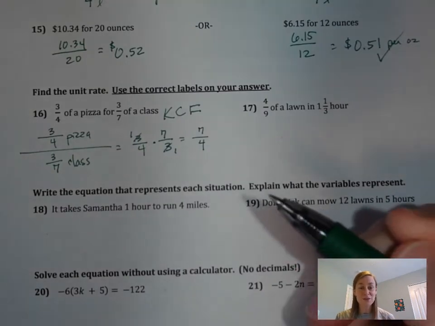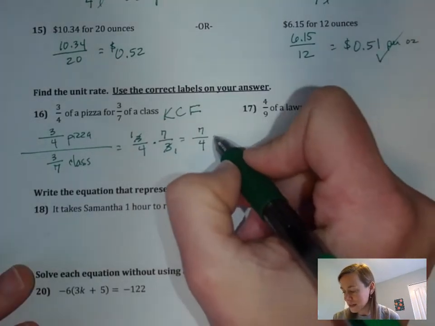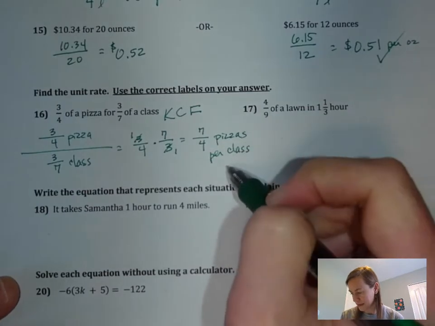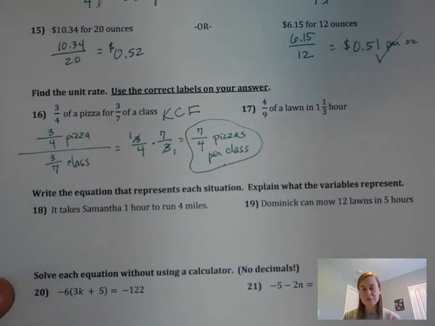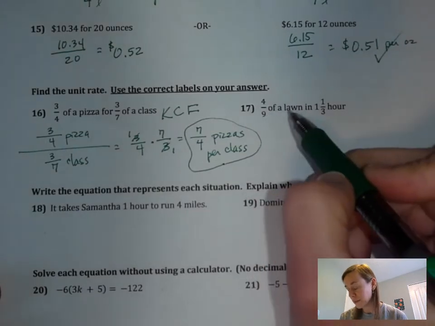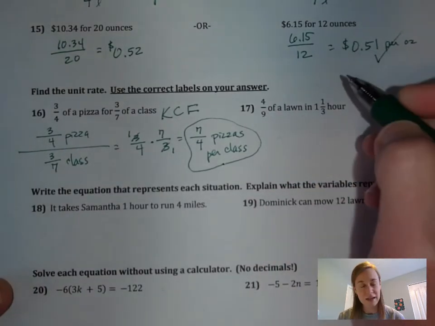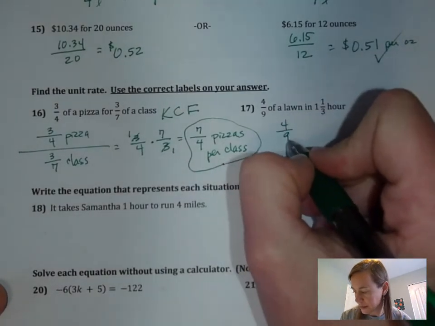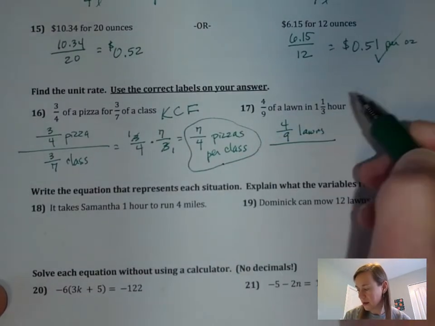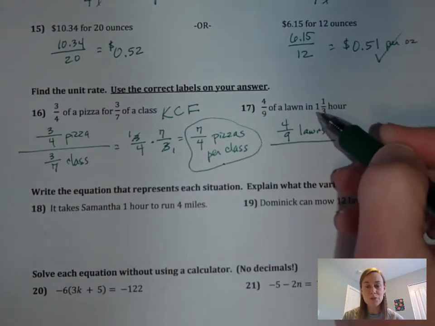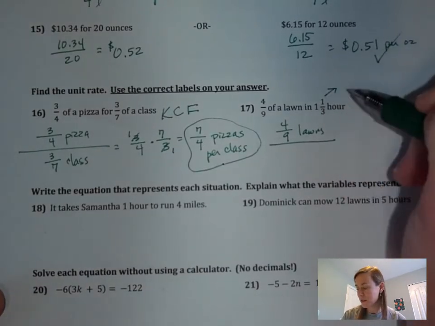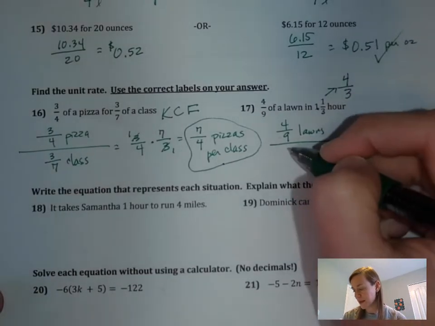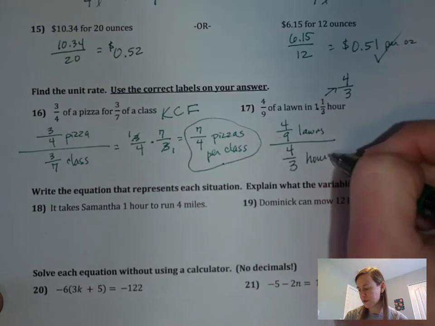So all I have to do now is write the units. What are the units here? It's pizzas per class. So 7/4 pizzas per class. Right there. Let's go ahead and do number 17. We have 4/9 of a lawn and 1 1/3 of an hour. Okay, so we're going to figure out how many lawns per hour. So 4/9 lawns in 1 1/3 hours. Now, whenever you have a mixed number, you want to go ahead and change that to an improper fraction. So what's that going to be? 3 times 1 is 3, plus 1 is 4. So this will be 4/3. And that's what I'm going to write down here, 4/3 hours.